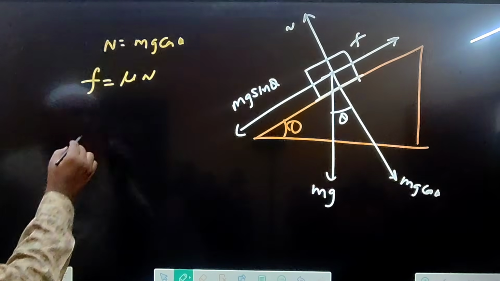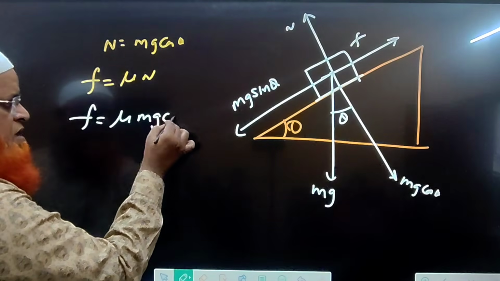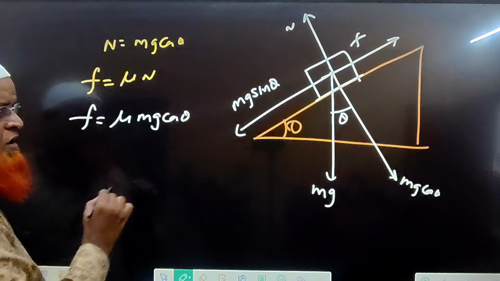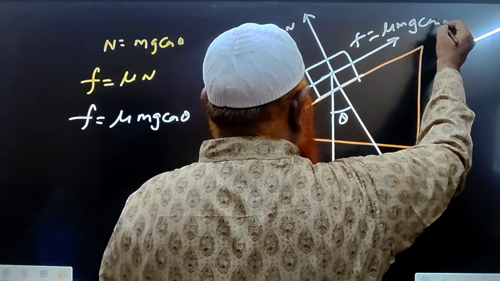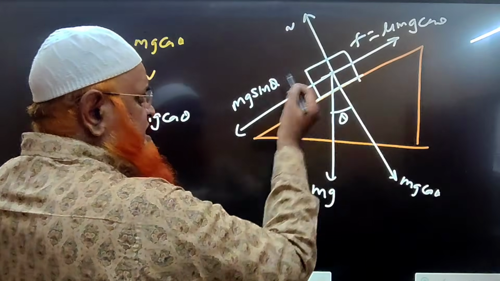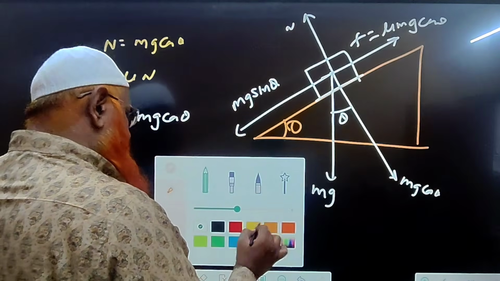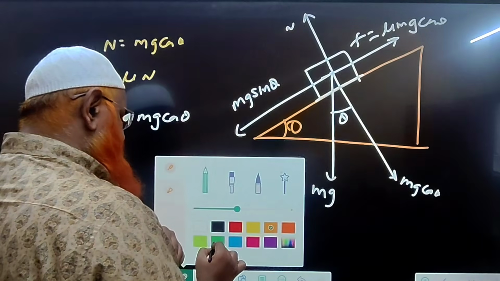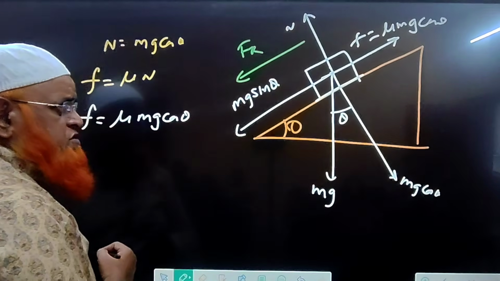So here, what is the frictional force now? Mu into N means mu mg cos theta. So in this direction, what is acting now? Mu mg cos theta is acting, and mg sin theta is acting. Both are acting, but the block is coming downwards. The block is moving in this direction with a resultant force.